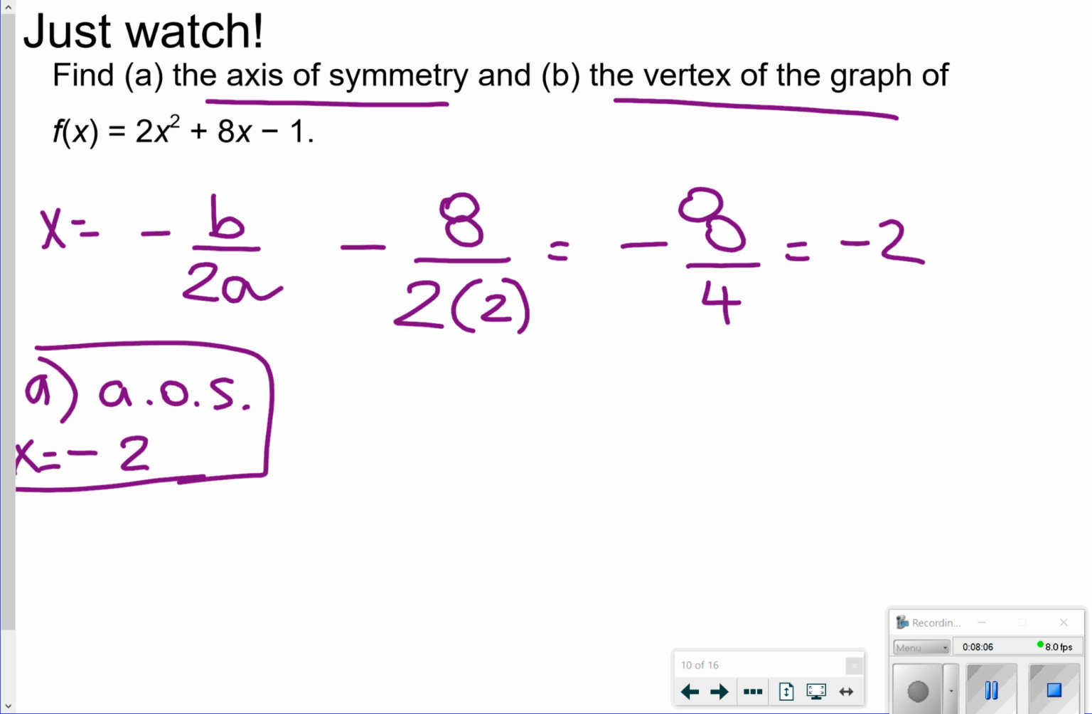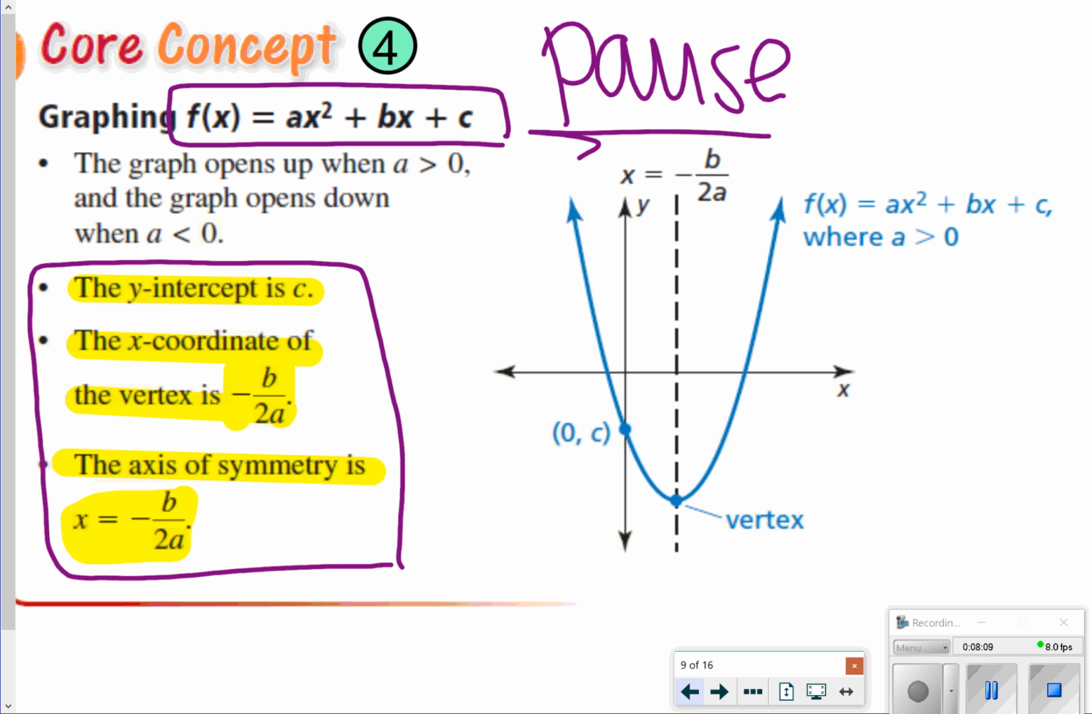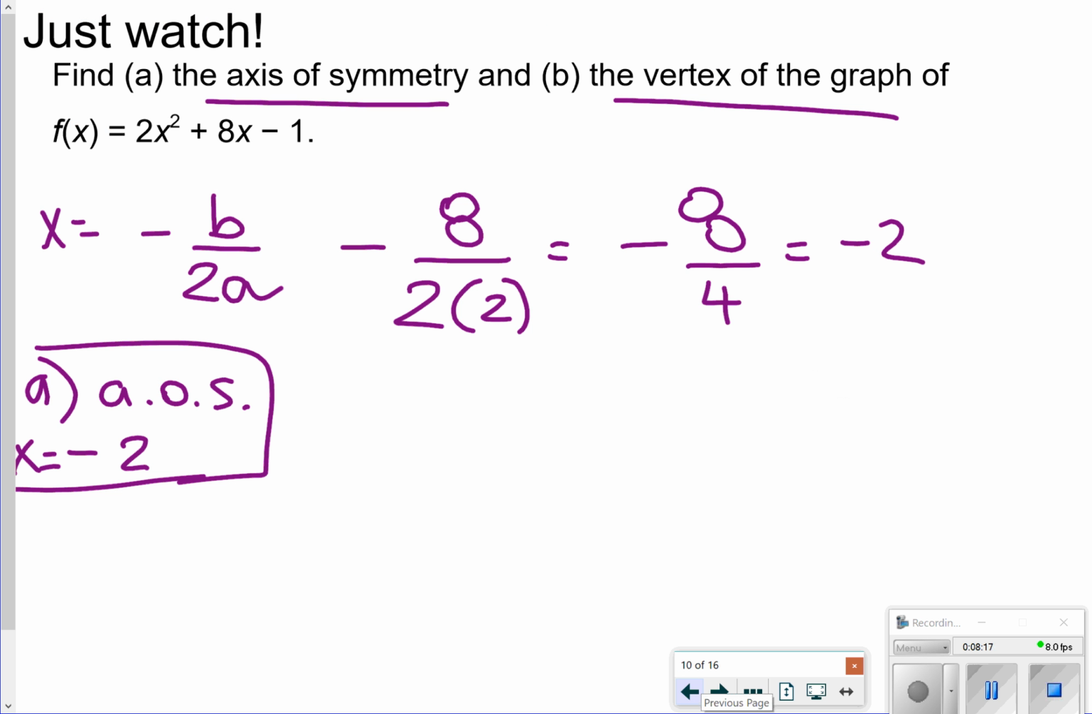Letter B says to find the vertex. And again, for the vertex, the y-intercept is c. That's not necessarily going to tell us our vertex. What we can do is plug in our x value and solve for the vertex. So I'm going to plug in x to find y.